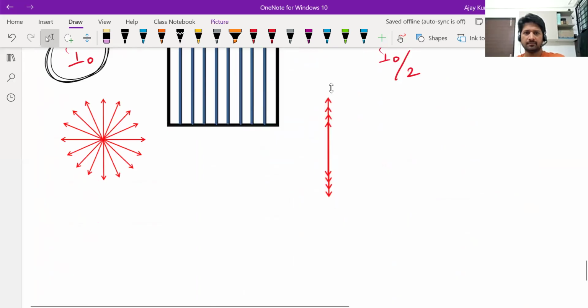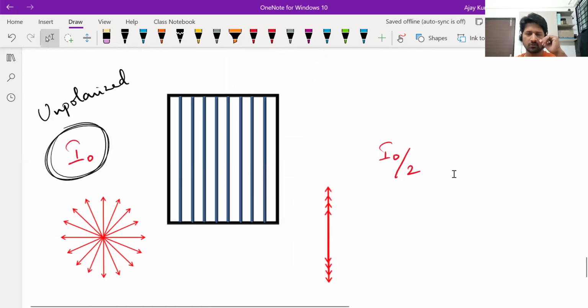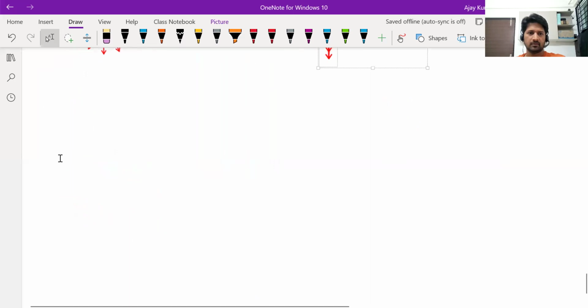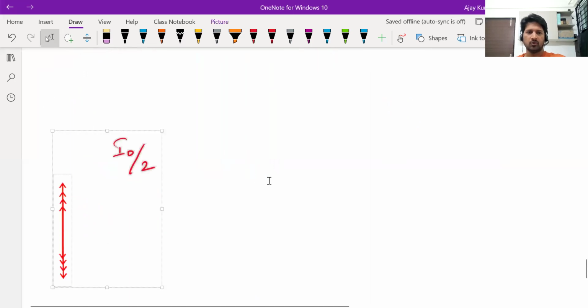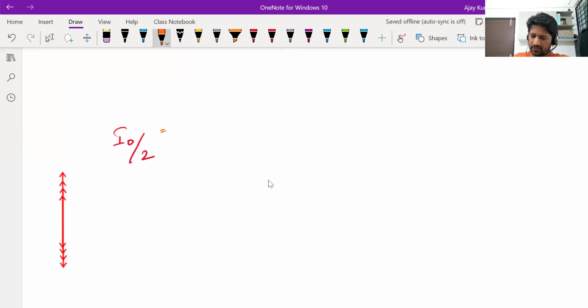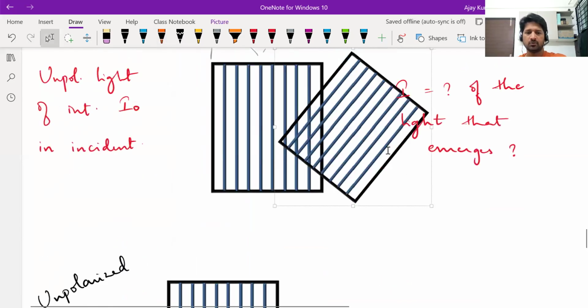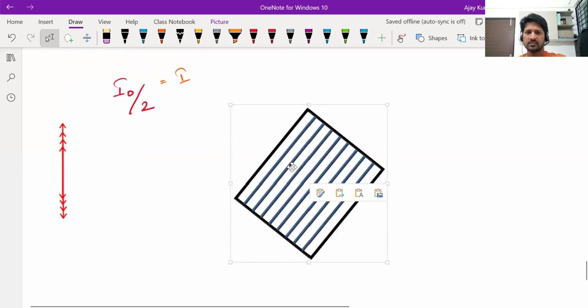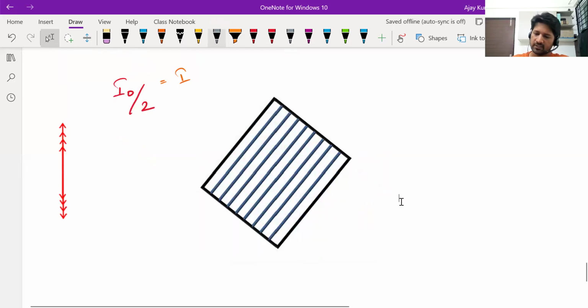Is this clear? You will have electric fields only in the y direction. Now, this already polarized light is being passed through another polaroid. This already polarized light, now its intensity has become I naught by 2. You can call it as I if you want. It's half of the original intensity. Now, this is being passed through another polaroid, and that other polaroid has its pass axis making 45 degrees with the y-axis.